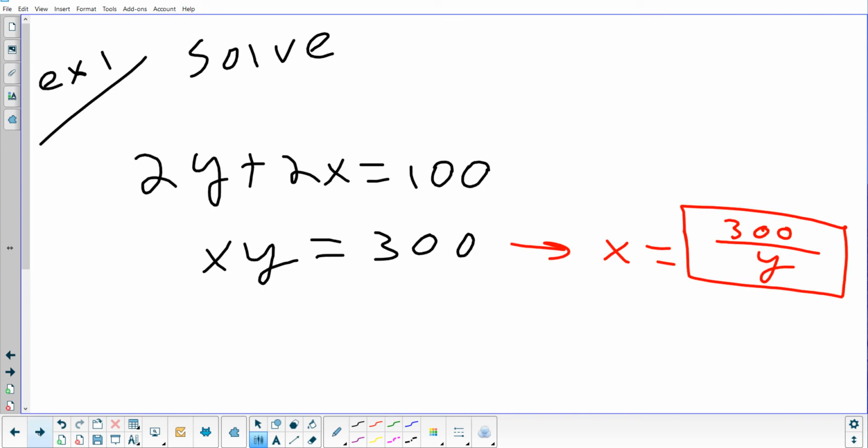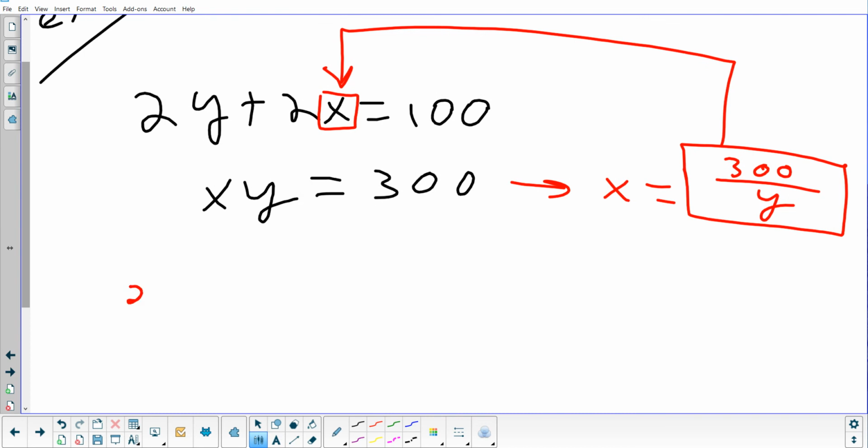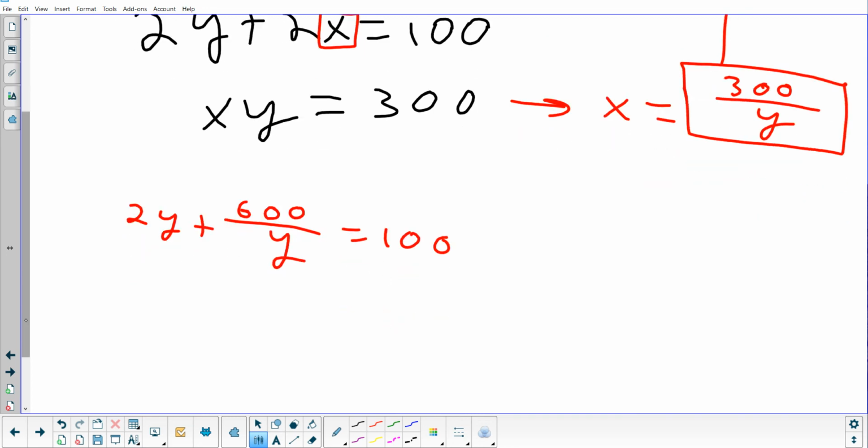Where are we going to fill in 300 over y? For what letter in the top? X. So we're going to replace x with 300 over y. And if you do this right, you should only have one variable in the whole equation. So we're going to have 2y plus 2 times, so we're going to double this fraction. When you double that fraction, you get 600 over y. So 600 over y equals 100. Now, solve for x. Solve for y.